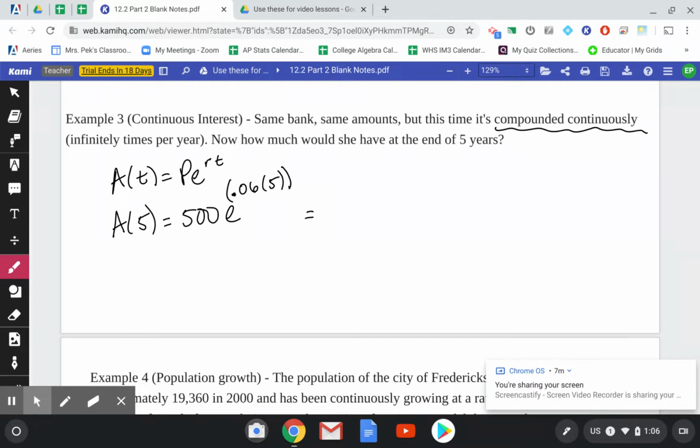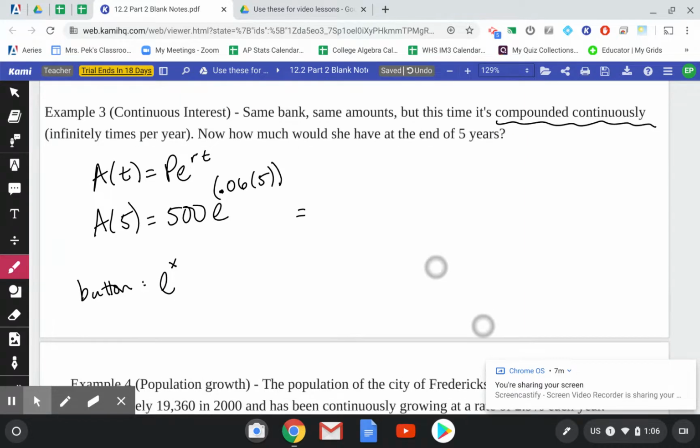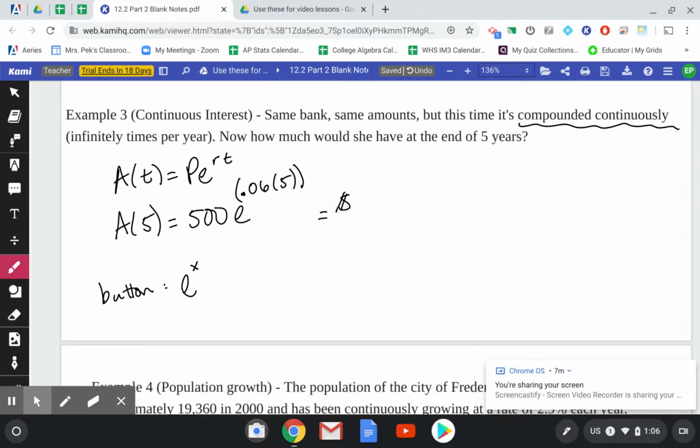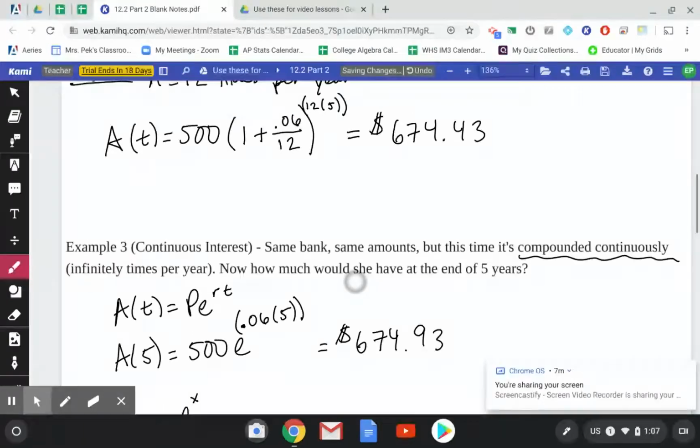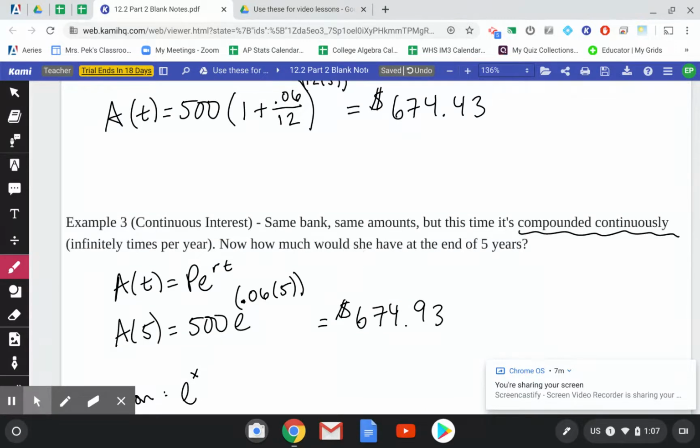And then you'll find a button on your calculators that looks like e to the x, and you're going to want to use that one. So pause the video, see if you can figure that one out. 500, then the e to the x button, and 0.06 times 5. And we get $674.93. So from the last one compounded monthly to this one compounded continuously, we gained about 50 cents.